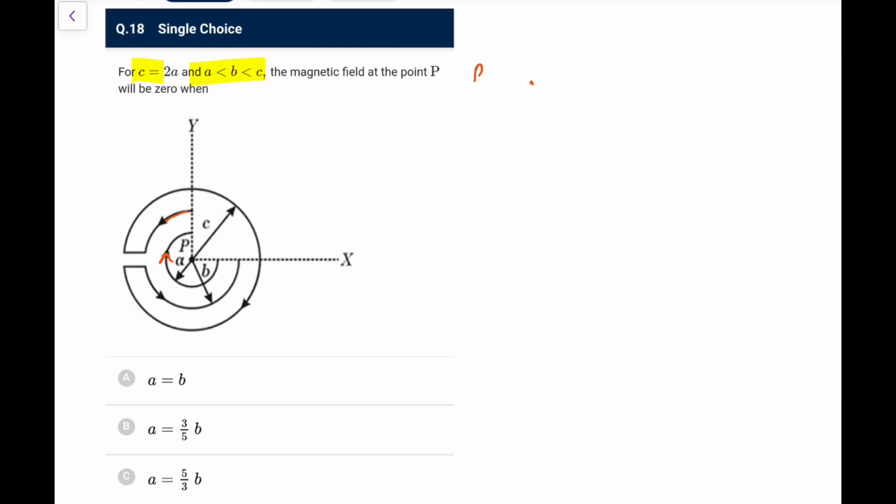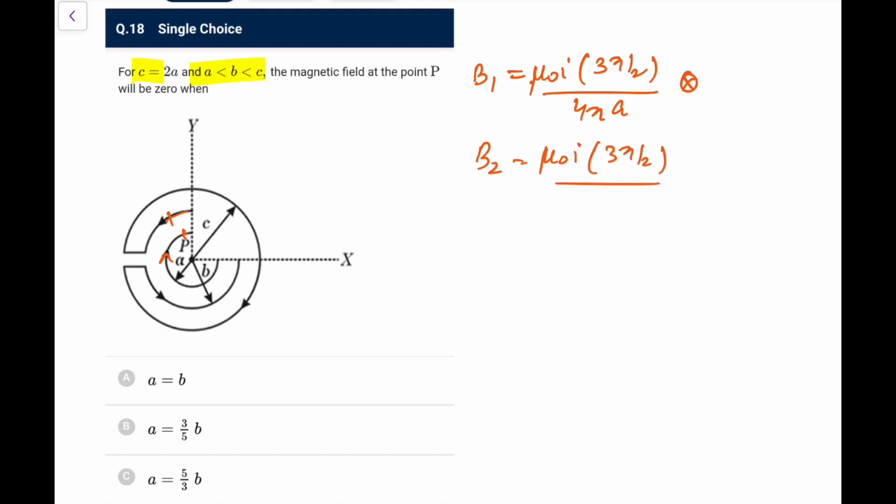Let's say I'm writing B1, due to B1. B1 would be μ0 I upon, this angle is 3π by 2 upon, what I can say, that is 4πa. And this is going to be inwards. B2 due to this one, again μ0 I upon 3π by 2, and this would be 4πb, and it is again going to be inwards. B3, that is μ0 I, because it is a full loop, I can directly say I by 2c, and this would be outwards. I have written it wrong earlier. Now for the field to be 0, B1 plus B3 must be equal to B2 in magnitude.